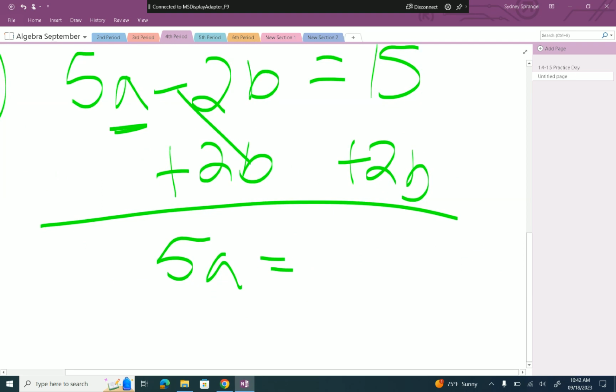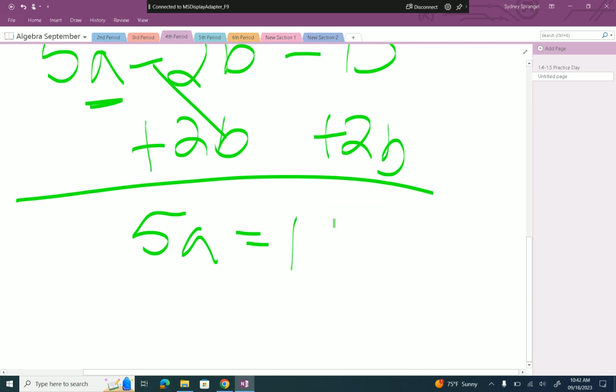Perry, can I combine 15 and 2b? Are those like terms? No, they're not, because one has a b next to it and one does not. So what I'm going to do is I'm just going to write 15 plus 2b, because these are not like terms. Everybody with me so far? Not too bad. So now, all I've got left is that 5.